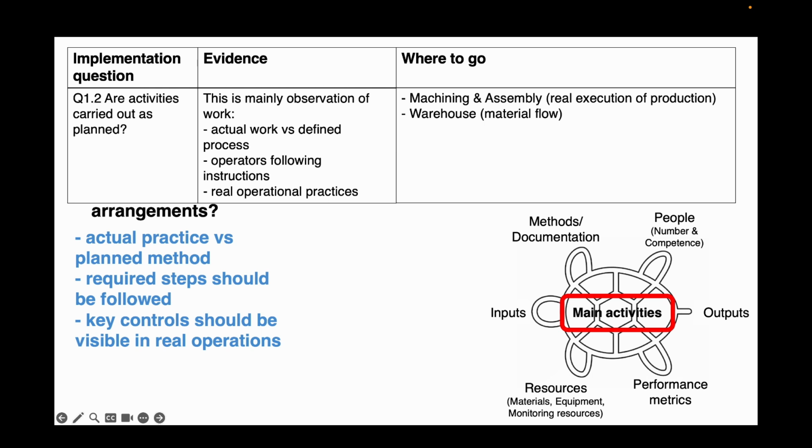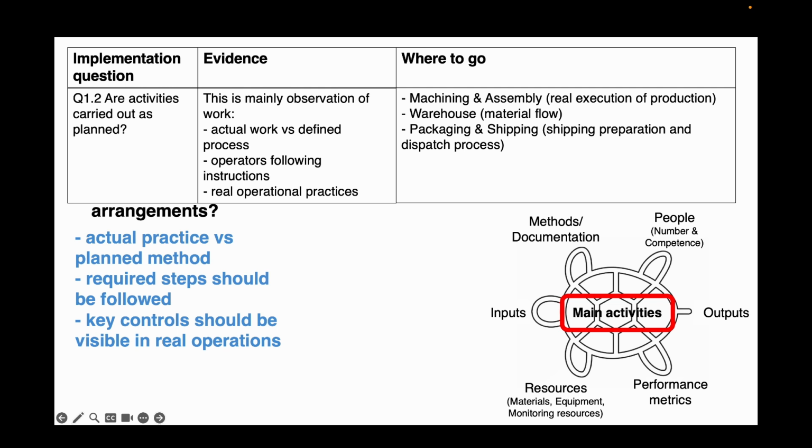Oh, packaging and shipping. Another place to go. Packaging and shipping is important because this is where the last part of the process becomes visible. I go there to see whether packing, labeling, preservation, final checks, and dispatch activities are being carried out as defined. So I want to verify whether the product is protected, correctly identified, and released for shipment in the right way.